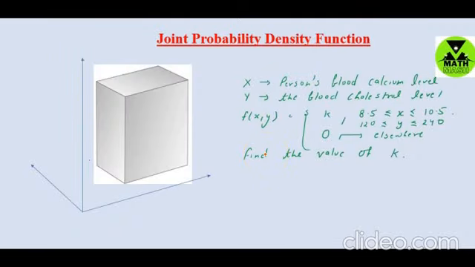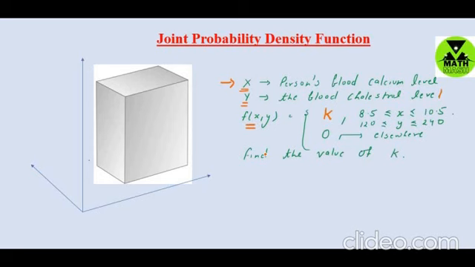Now let us understand the concept of the joint probability density function with the help of an example. So here we have two random variables. First is X, the capital X denoting the person's blood calcium level, and capital Y denoting the blood cholesterol level. Now the probability density function, f of x y, is given as a constant k whenever x is between 8.5 to 10.5.